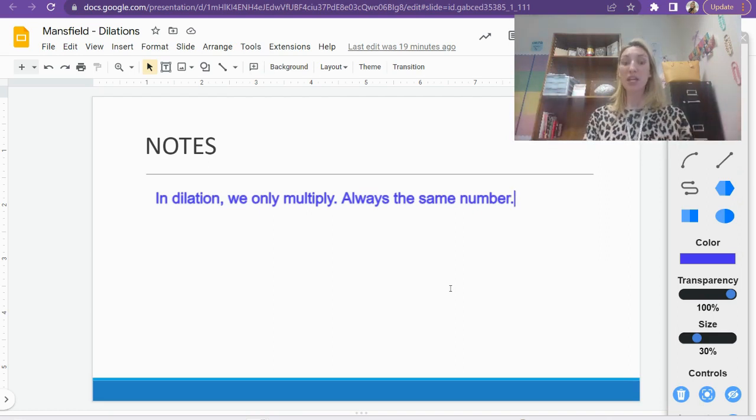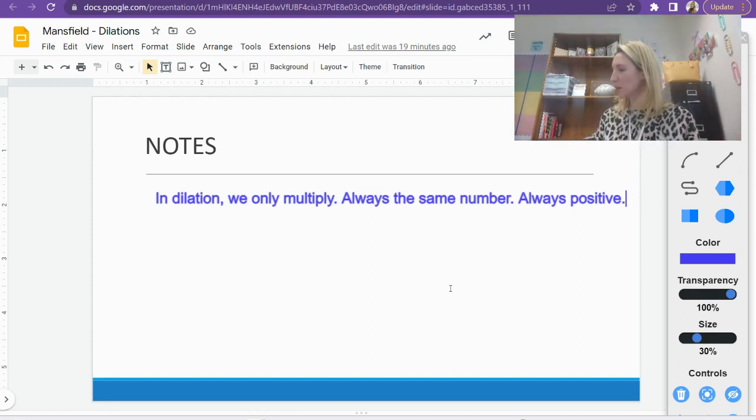Another piece of good news, the number is always positive. Always positive. It's never going to be something like negative 3x, negative 3y. That's not okay. That doesn't happen in dilation. So the number is always, always positive.